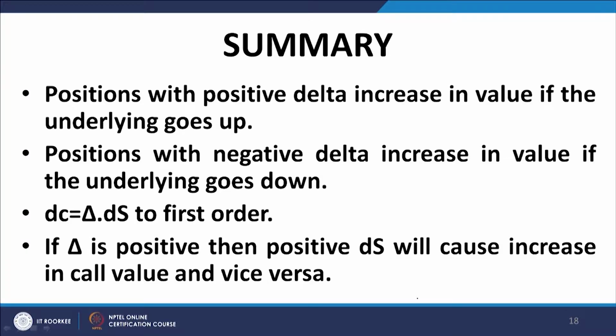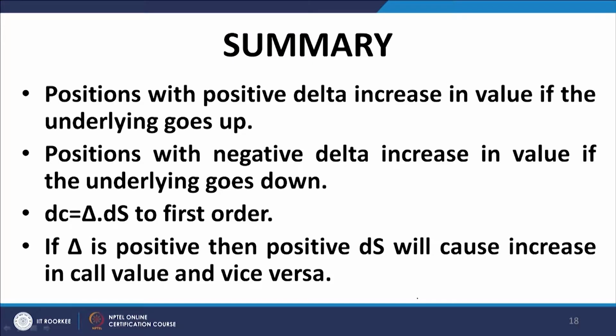Right. So, let us summarize quickly what we have talked about. Positions with positive delta increase in value as the underlying price goes up. Positions with negative delta increase in value if the underlying price goes down. This is quantitatively shown if you ignore the other terms: dC, the change in price of the call option, is equal to delta into dS. Delta is the first derivative. So, truncating the Taylor series to the first term, this is nothing but dC is equal to delta into dS.